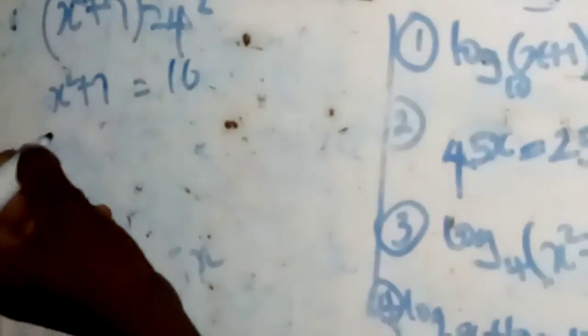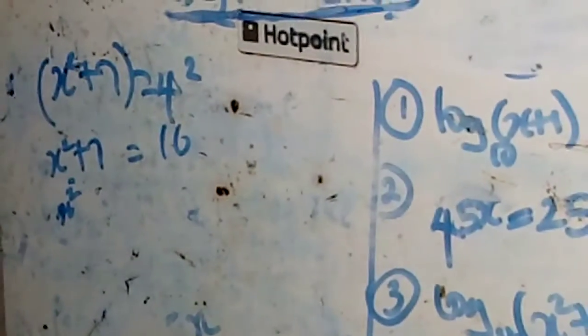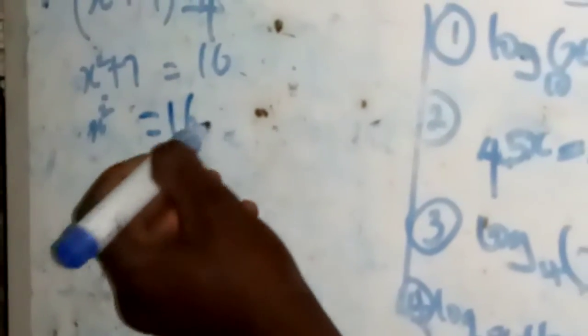So this is not a quadratic equation form. When you collect like terms, x squared equals to 16 minus 7, the 7 coming to this side will be minus 7. So x squared will be 9. Now x equals to square root of 9. So x equals to 3. Final answer.